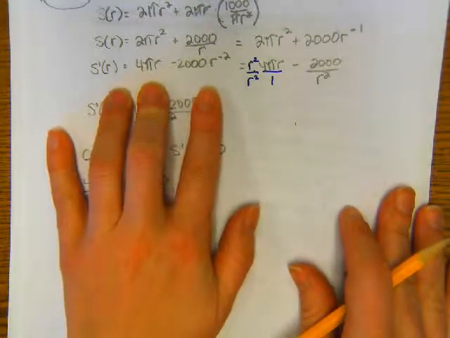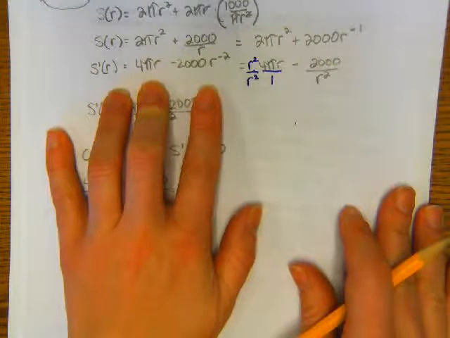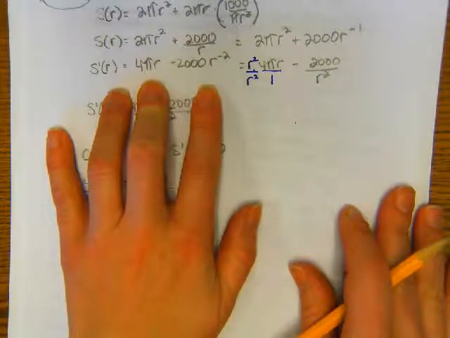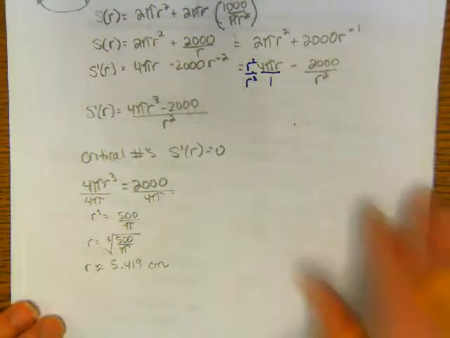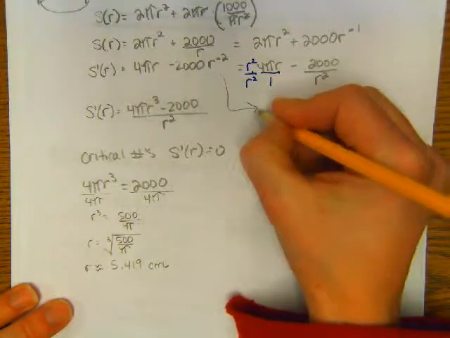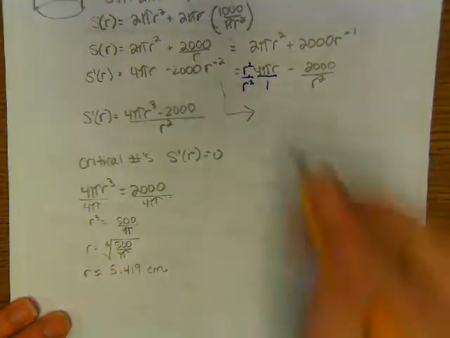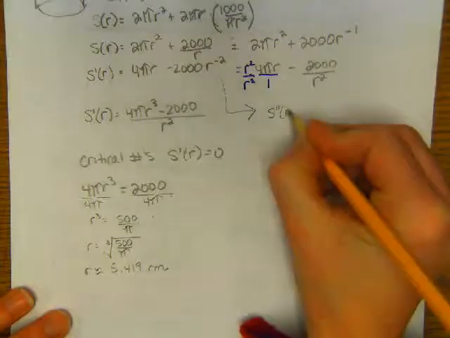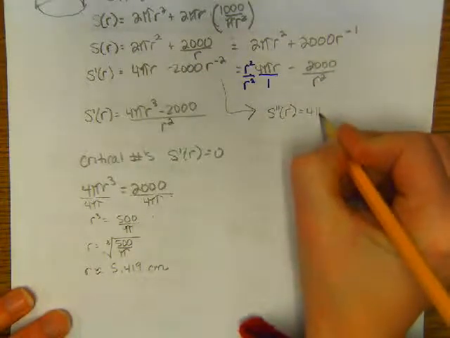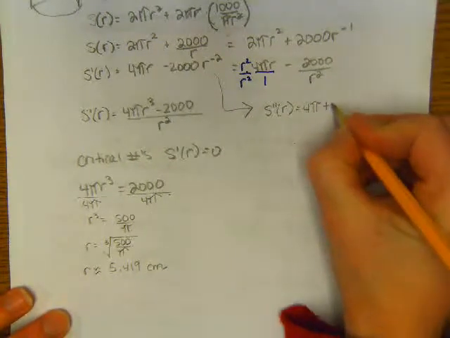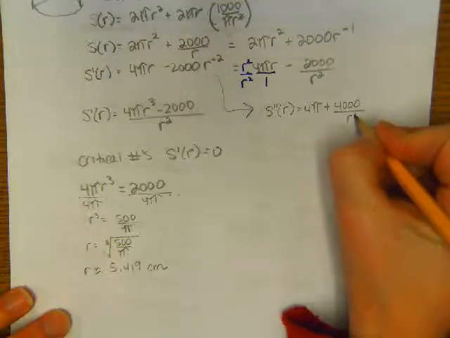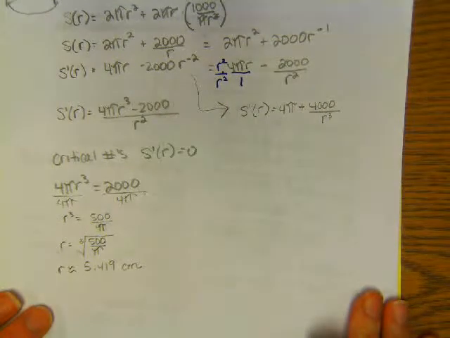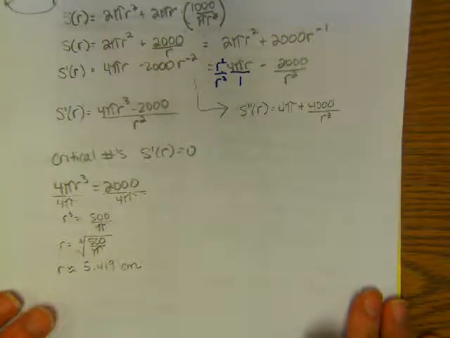4 pi plus 4,000 r to the negative third, correct? Okay. So I'm going to just verify over here that this is a minimum. 4 pi plus 4,000 r to the negative third. Are you guys all okay with me writing that like that? Did I go right to that? You can write r to the negative third if you want.